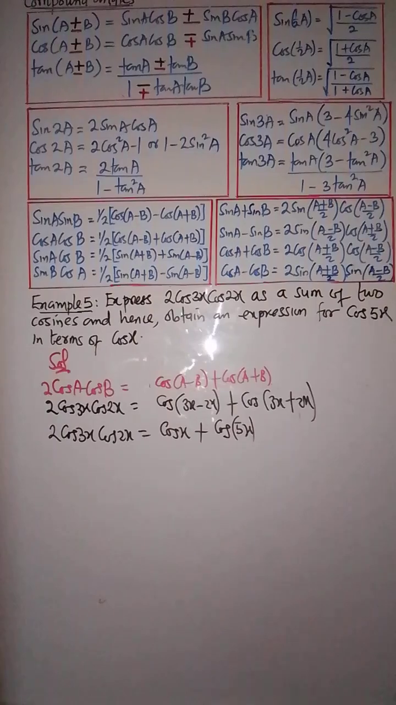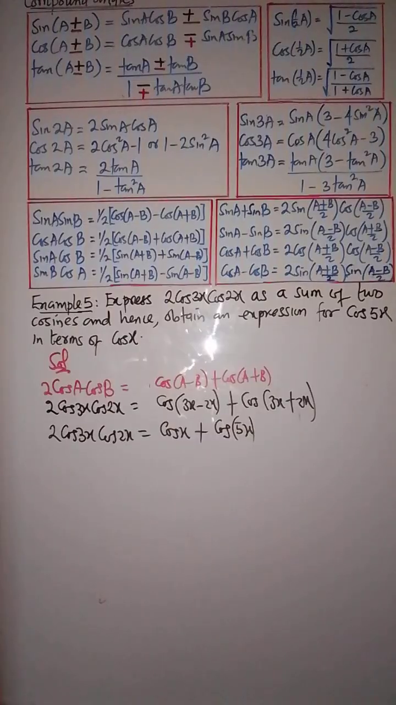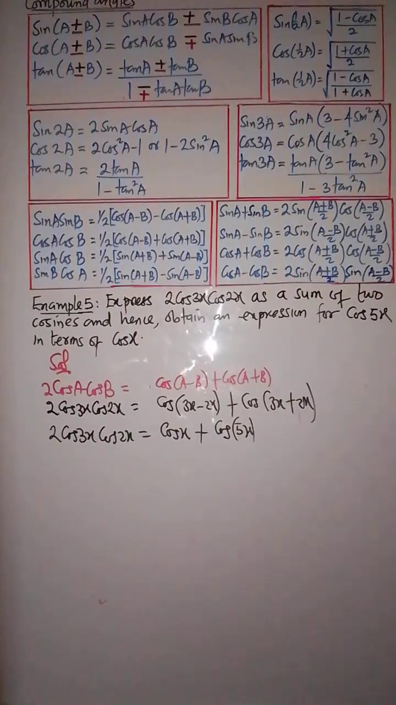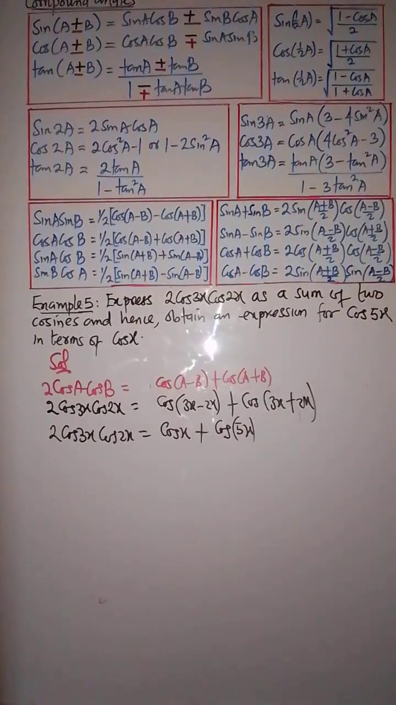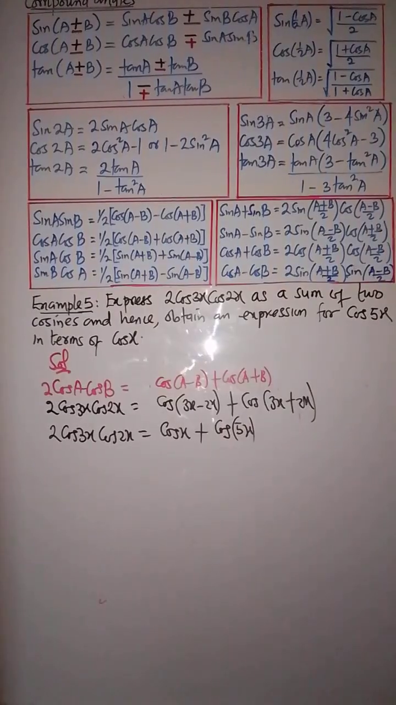We've obtained an expression. We've expressed this as a sum of 2 cosines. And it's also useful in integration, in case you are taught to integrate this. So it's easier for us to split it this way before integrating. We are done with the first part of the question, as simple as that. Now obtain an expression for cos 5x. What is that? It is here already. Just make this cos 5x the subject.